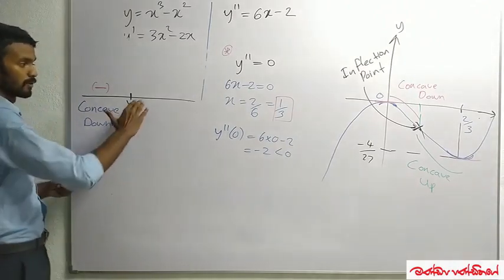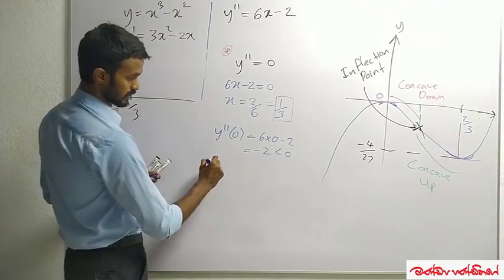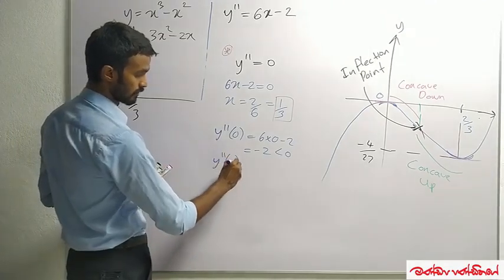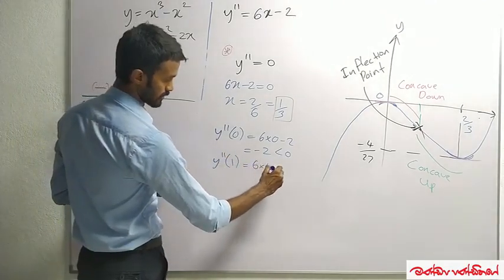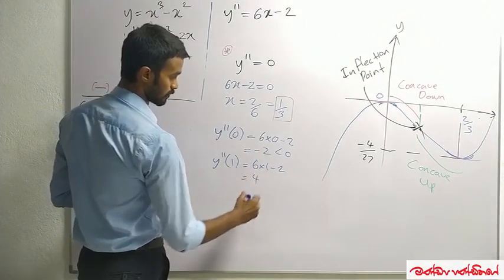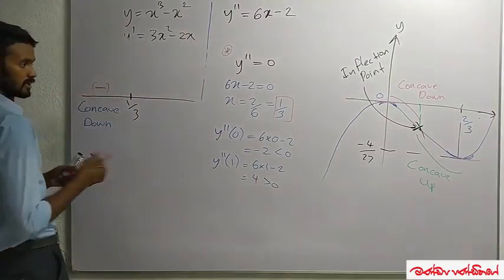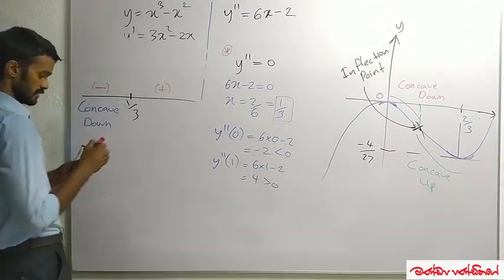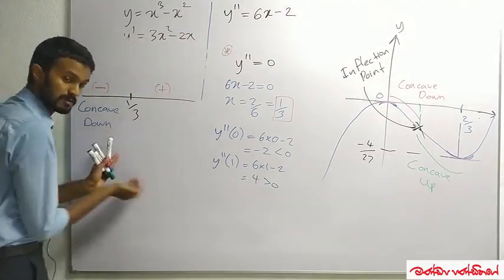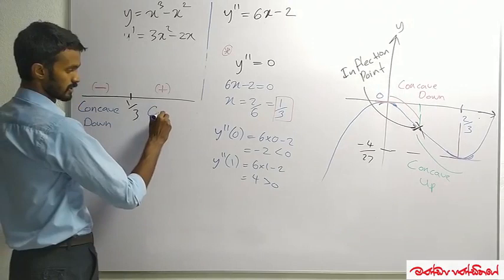Now I take a point after 1 over 3, I'll take x equals 1. Then it is 6 into 1 minus 2, 6 minus 2, which is 4, a positive number. So the second derivative is positive in this region, which means a minimum shape, which means it is concave up.